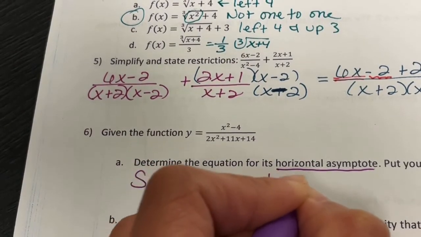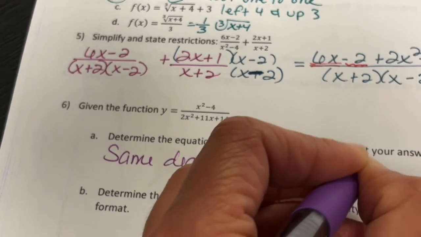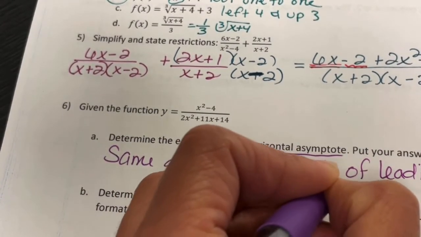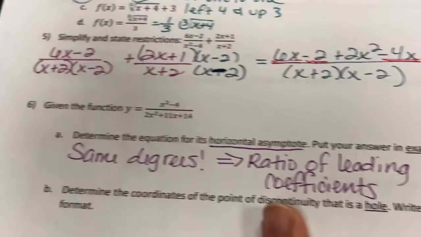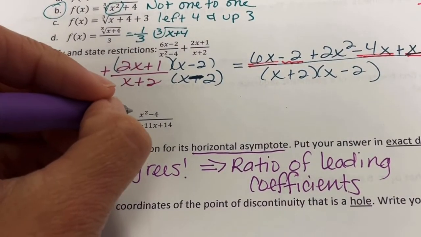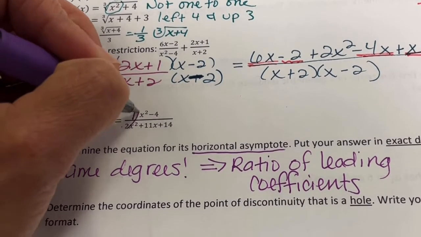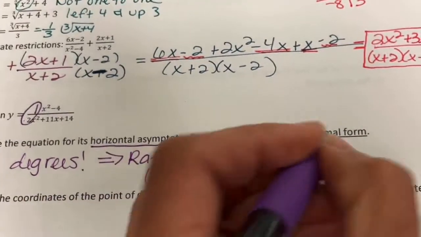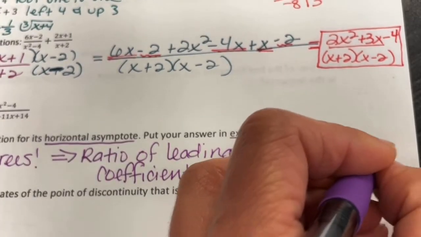That means, by definition, that we have to take the ratio of the leading coefficients. Okay, well, what are the coefficients? Well, the numerator's leading coefficient is a 1. The denominator's leading coefficient is a 2. So when we ratio those two numbers, 1 over 2, that means that our HA, our horizontal asymptote, is at y equals 1/2.